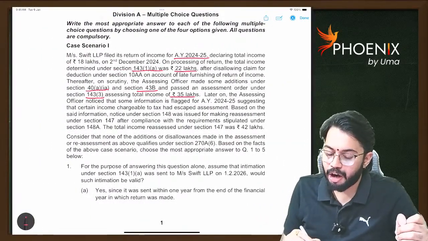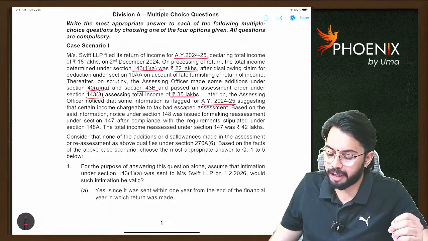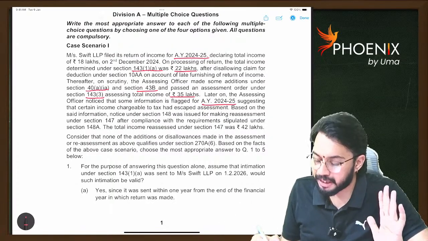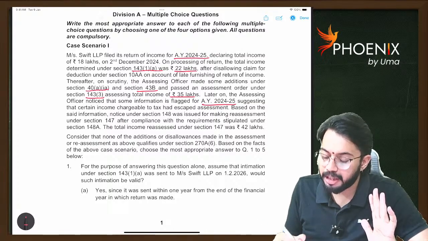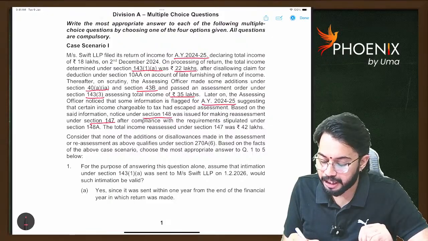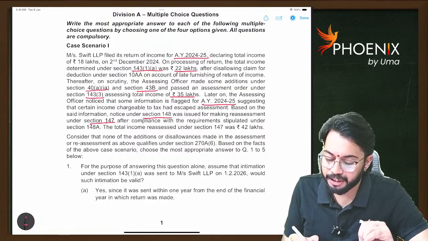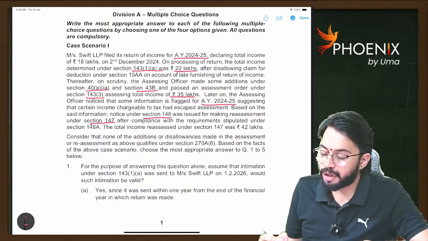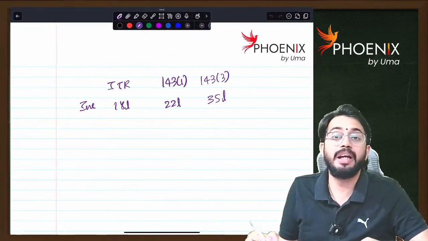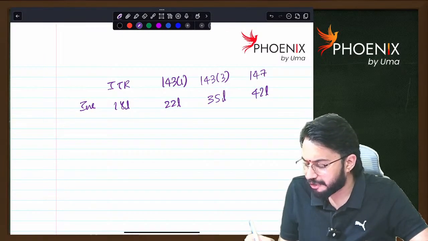Later on, the assessing officer noticed that some information is flagged for assessment year 24-25, suggesting that certain income chargeable to tax had escaped assessment. Based on said information, notice under section 148 was issued for making reassessment under section 147 after compliance with requirements stipulated under section 148A. The total income reassessed under section 147 was 42 lakhs.